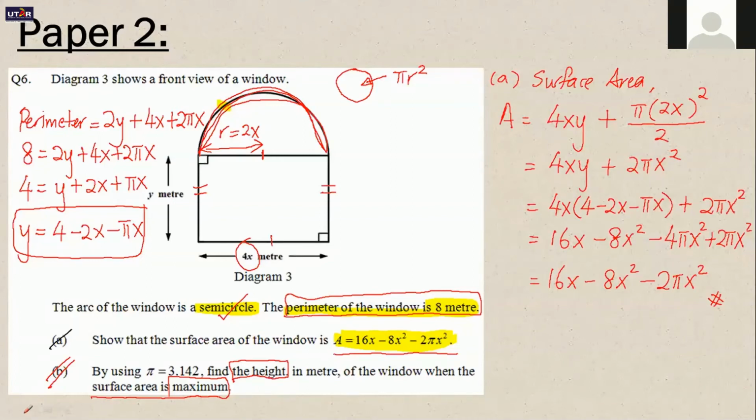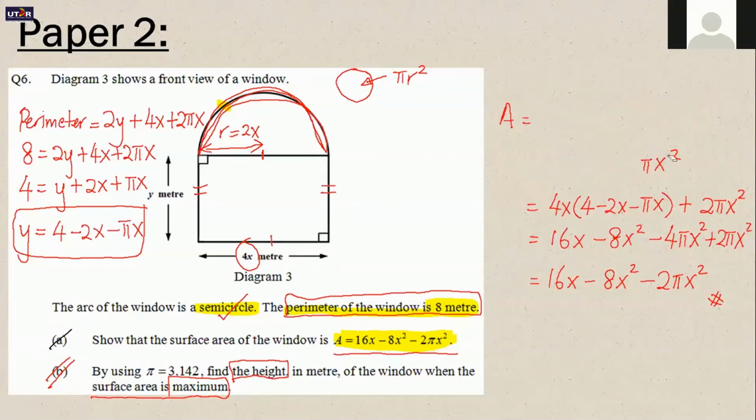We are going to use the result of part A to find the answer. So now we go for part B. You have the answer for part A already, it's given. So even if you cannot prove part A, you can use it for part B. Even if you cannot answer part A, you can use the answer of part A to find part B.